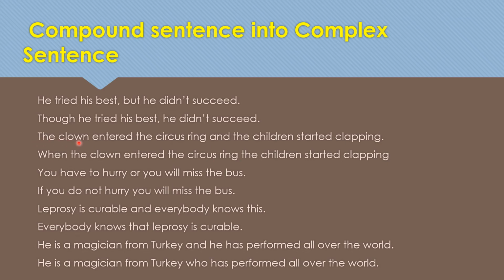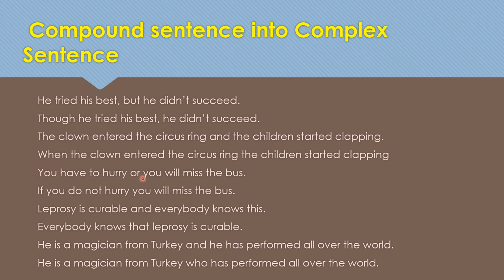The second example: the clown entered the circus ring and the children started clapping. This is a compound sentence. You see, the clown entered the circus ring is one main clause, the children started clapping is another main clause, joined by and. So it's a compound sentence. Now you have to make it into complex. So we write it as, when the clown entered the circus ring, the children started clapping. So this you have retained. The children started clapping is the main clause. When the clown entered the circus ring is the subordinate clause. So it becomes a complex sentence.